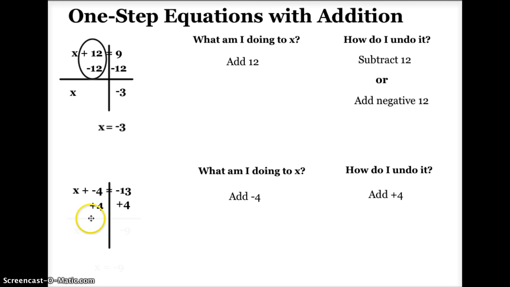Let's see what I have left. On this side of the equation, I have positive 4 and negative 4, and that's just going to make 0, so I'm just left with x. On the other side of the equation, I have negative 13 and positive 4. Now they work against each other. The negative wins the battle, and it wins it by 9, so my answer is negative 9. So the answer for this problem is x is equal to negative 9.